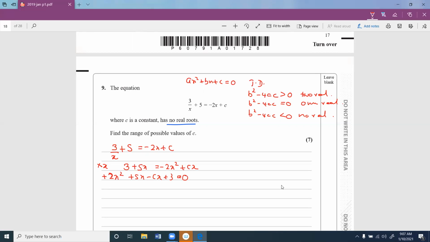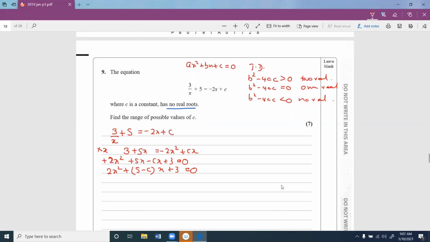Now I want to form it into a quadratic format. So you can say 2x squared, and you can add this 2: 5 minus c, x plus 3 equals 0. According to this, what is a? a is 2, b is 5 minus c, c is 3.